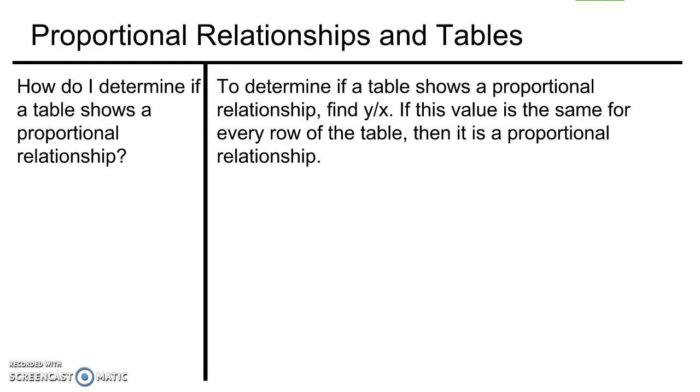So how do I determine if a table shows a proportional relationship? What I just said, we want to find y divided by x. That's going to be our constant of proportionality. It should be the same thing for every row of the table. If that y divided by x is the same for every row of the table, then it's a proportional relationship. So let's look at an example of that.